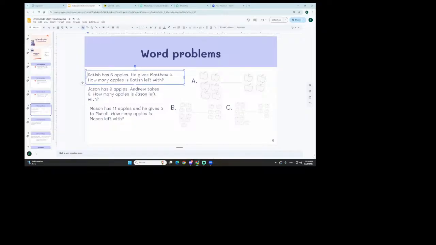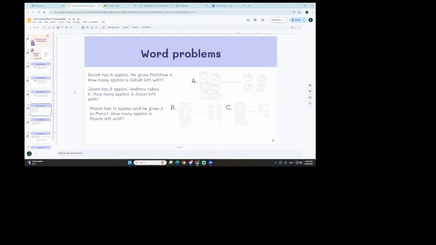I'm going to first go over Satish. So first, Satish has 6 apples. So which of these visuals starts with 6 apples? It's A, because there's 1, 2, 3, 4, 5, 6. Then he gives Matthew 4 apples, which means we're subtracting 4, which means A is the answer because we have 6 here, and we're subtracting 4 apples. So that's the visual. And then when we subtract these 4 apples, we take away 4 from 6, we'll get 2.